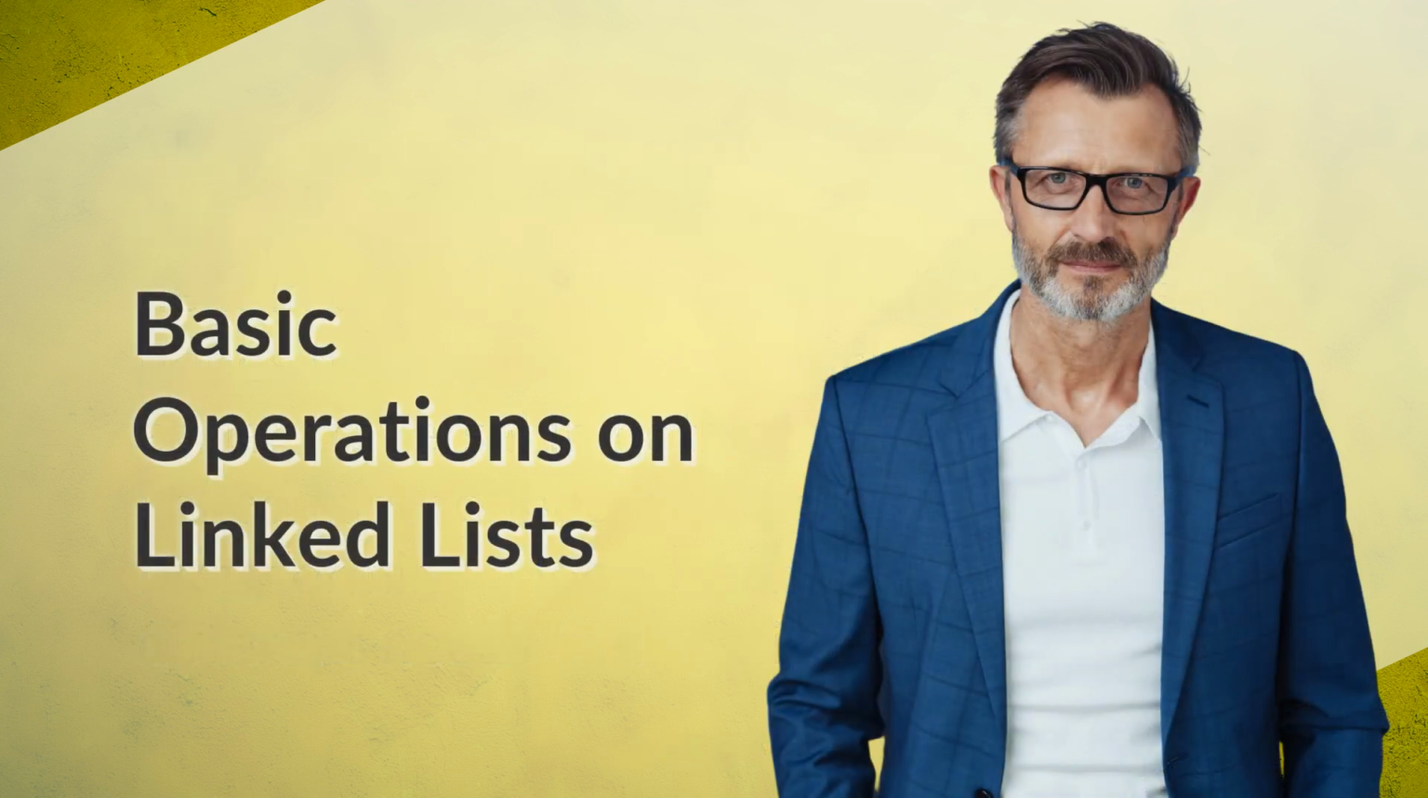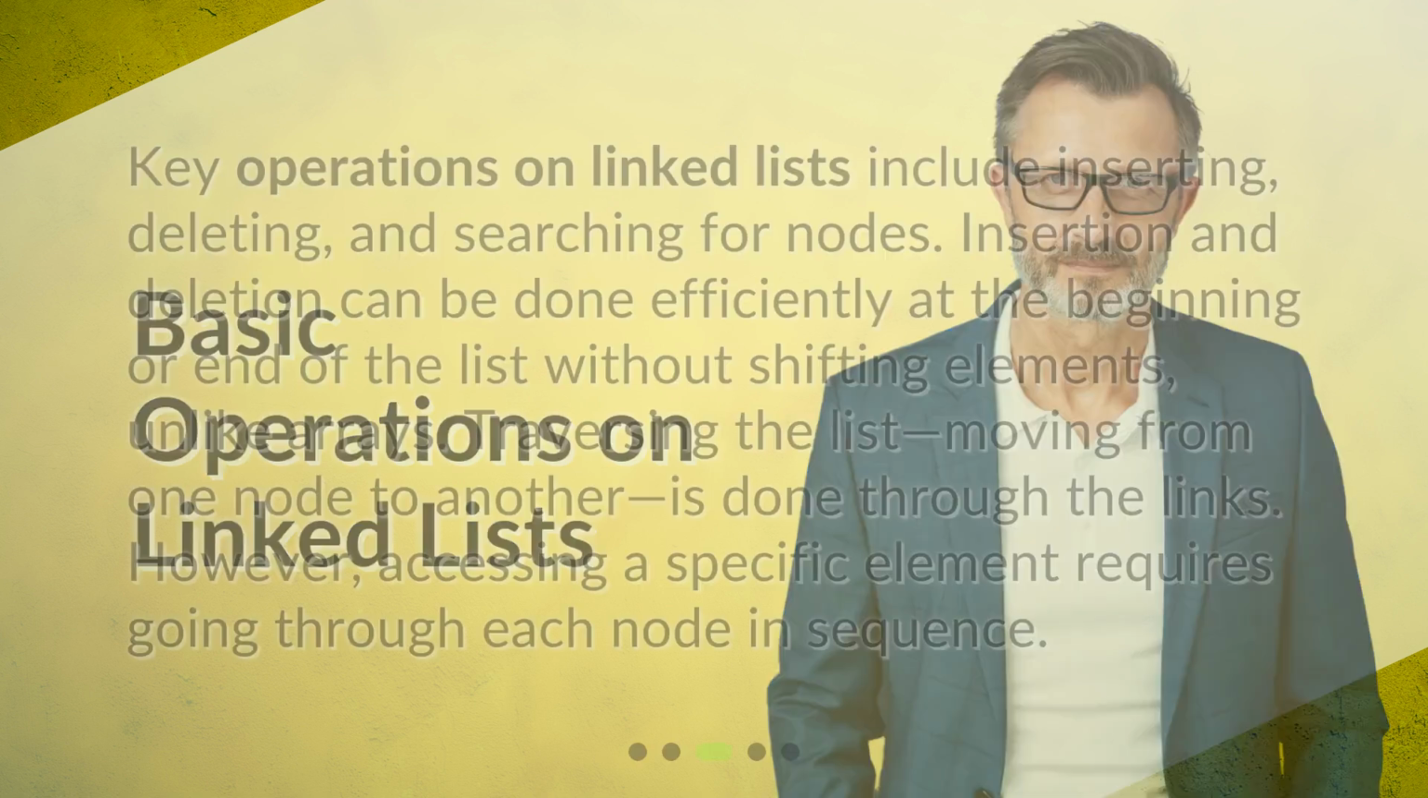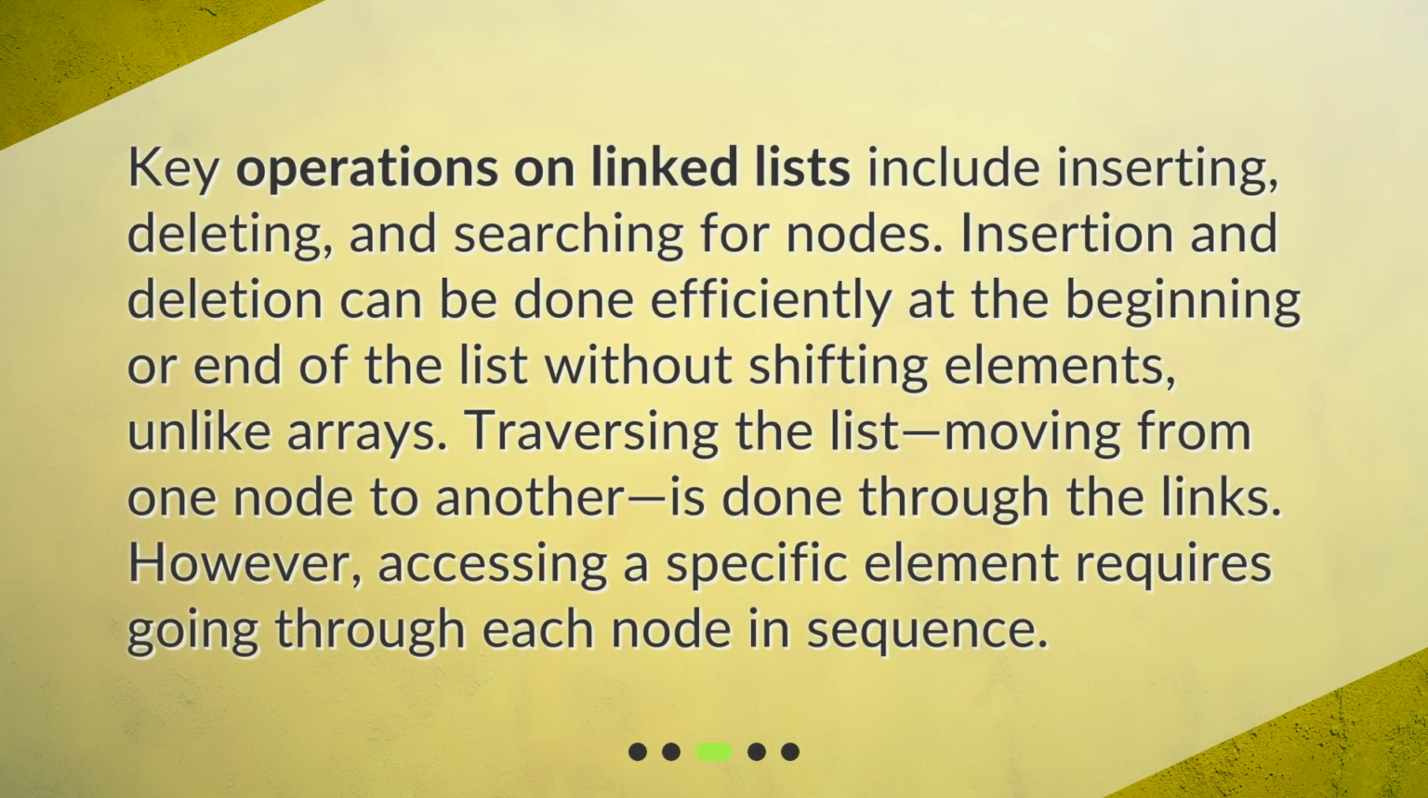Basic operations on linked lists. Key operations on linked lists include inserting, deleting, and searching for nodes. Insertion and deletion can be done efficiently at the beginning or end of the list without shifting elements, unlike arrays. Traversing the list, moving from one node to another, is done through the links. However, accessing a specific element requires going through each node in sequence.